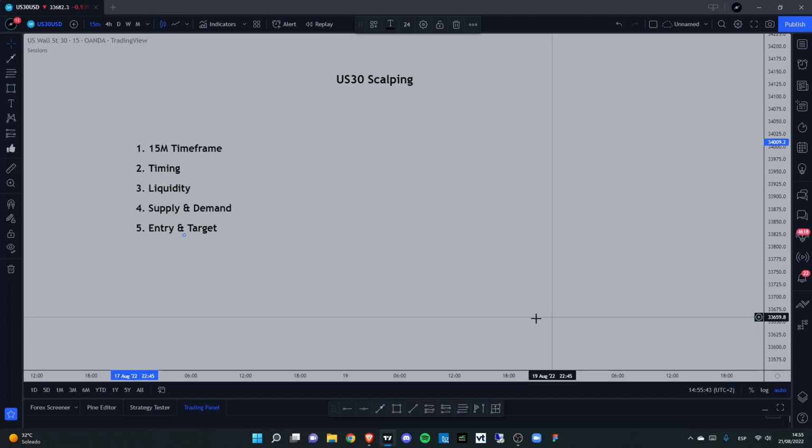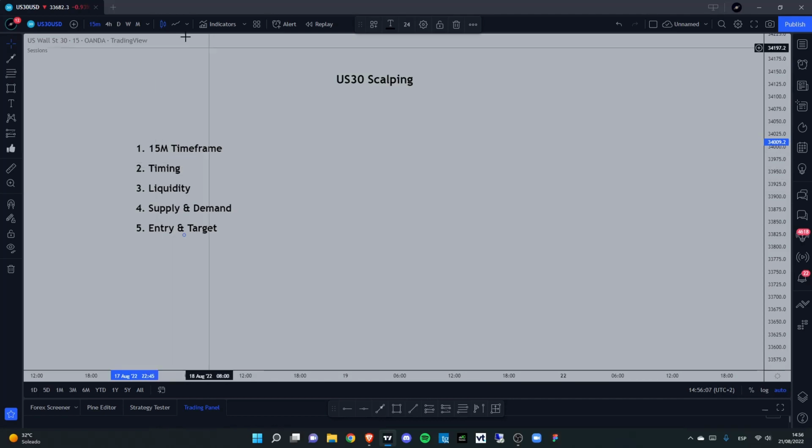Now, there are a couple of things that you need to keep in mind when you want to scalp the US30. It's all about rules, it's all about speed and execution. So the first thing is the time frame. Personally, for this strategy, we would use only the 15-minute time frame. We use this for analysis, basically choosing our zones, entries, targets. Everything is done on the 15-minute time frame, and that's the only time frame that you actually need.